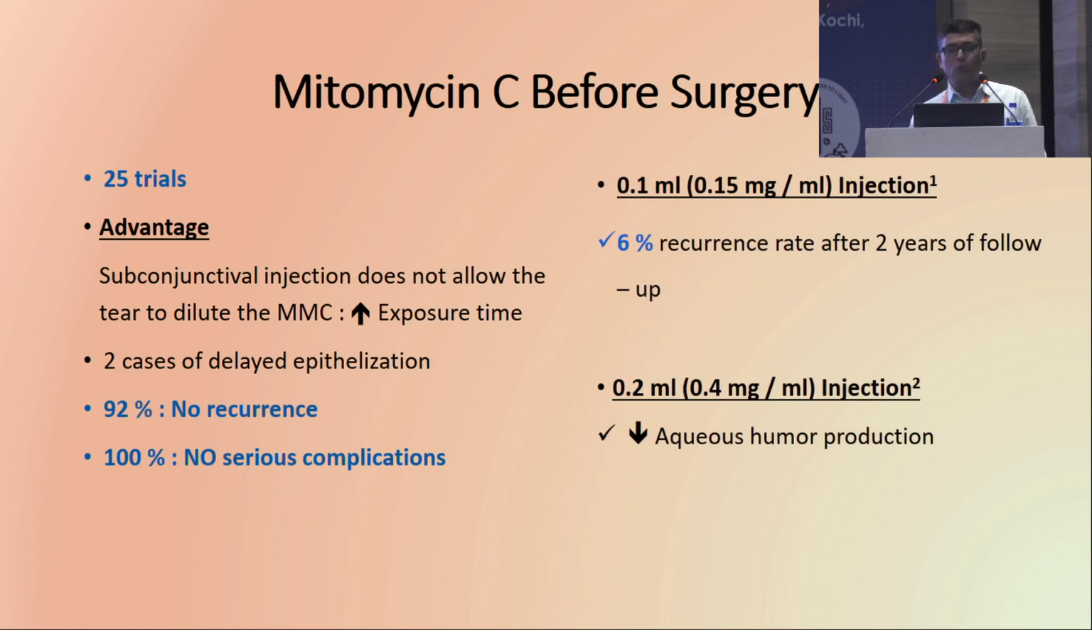There are two doses mostly used: either 0.15 milligram per ml or 0.4 milligram per ml. The higher dose has a higher rate of complications.